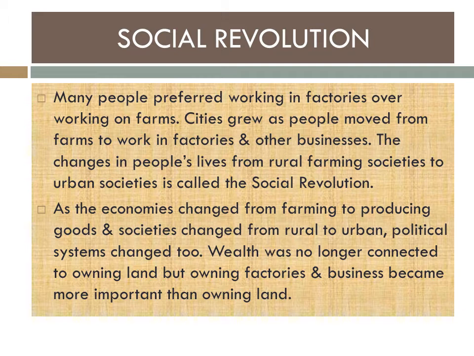So there was a mass exodus of people from the rural areas to the urban areas, because in the cities, there were industries which had come up and they were providing employment to all kinds of people. As the economies changed from farming to producing goods and societies changed from rural to urban, political systems changed too. Wealth was no longer connected to owning land; owning factories and businesses became more important than owning land.